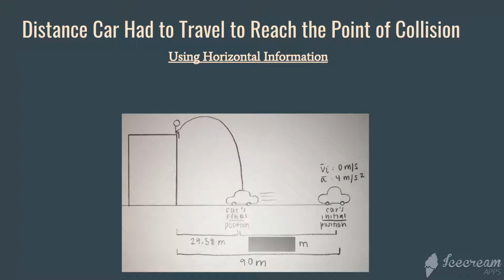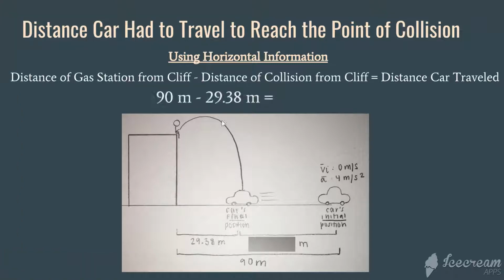So that actually answers one of the two questions that we are posed in the initial problem, so now we only have to tackle the second one. We can begin to work on the question of how long the car must have waited before driving towards the cliff. To do this, we have to find the distance the car had to travel to reach the point when it was hit by the ball. Since we know that the gas station at which it started was 90 meters away from the cliff, and the collision of the car and the ball occurred at 29.38 meters from the cliff, we can find the distance the car traveled using 90 meters minus 29.38 meters, which calculates to be 60.62 meters.